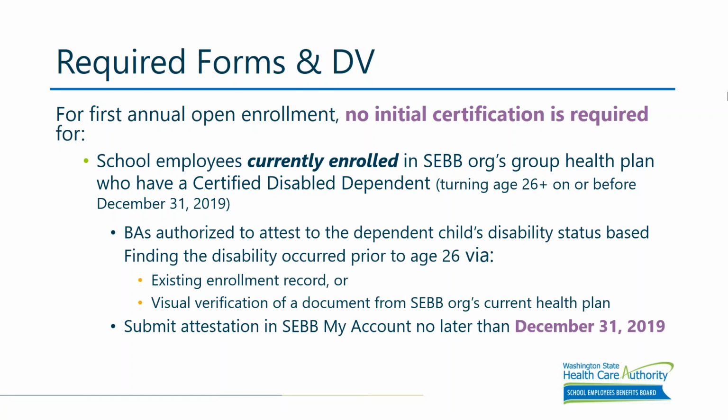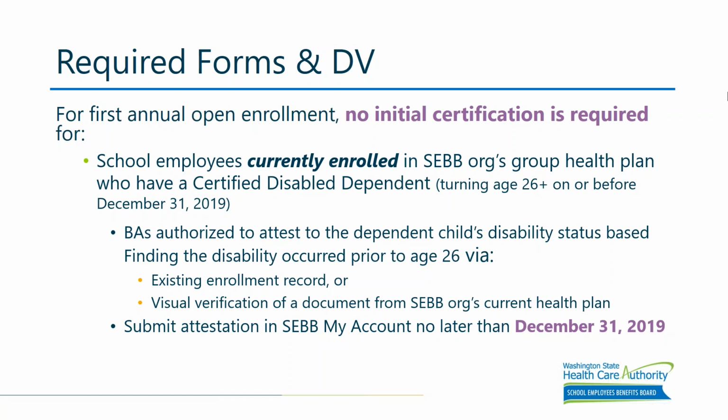For these dependents, you as the benefits administrators are authorized to attest to that dependent child's disability status. So what you would do is you would be able to visually verify documents from your current health plan or from that subscriber's current health plan showing that certification or an existing enrollment record. Now you'll be able to submit that attestation in SEBB My account no later than December 31st of 2019.